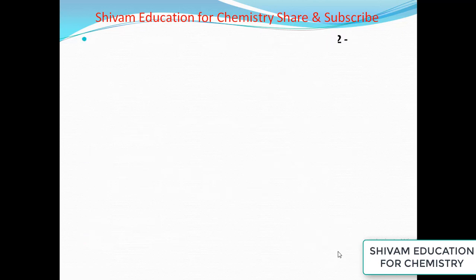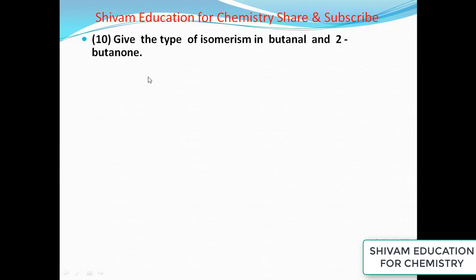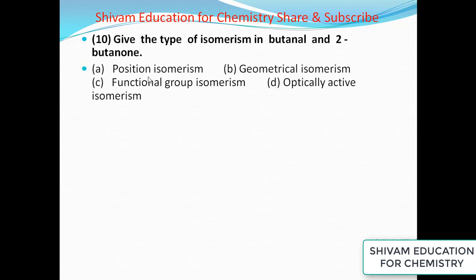Now question number 10 here for you. Give the type of isomerism between butanal and 2-butanone. We just studied that aldehyde and ketone are functional group isomers. They have the same molecular formula but different functional groups. Here butanal is a 4 carbon containing aldehyde, and 2-butanone is a 4 carbon containing ketone. So the answer of this question is C, functional group isomerism.